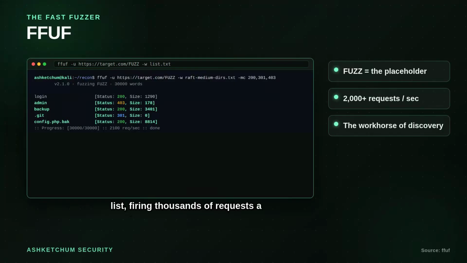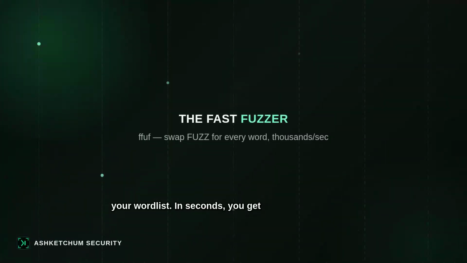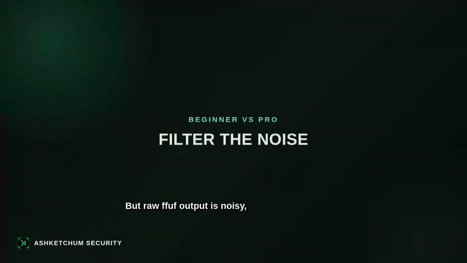So ffuf -u target.com/FUZZ -w your word list. In seconds, you get a live list of every path that responded with its status code and size. It is the workhorse of content discovery, but raw ffuf output is noisy, and filtering it is the real skill that separates beginners from pros.